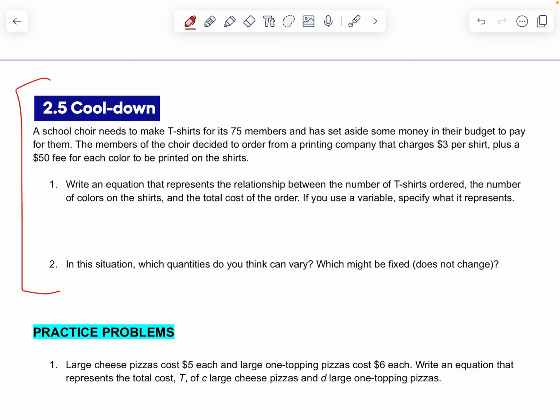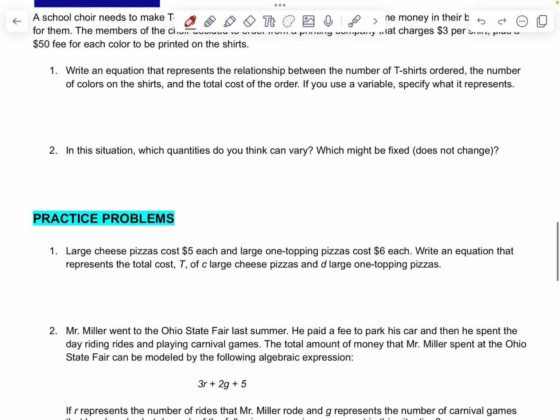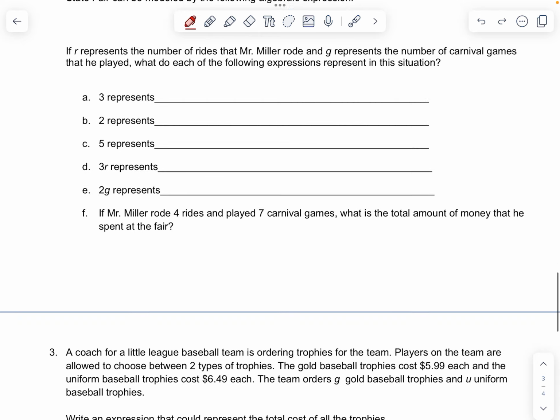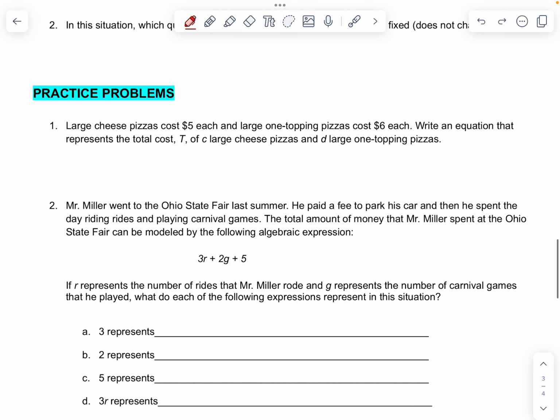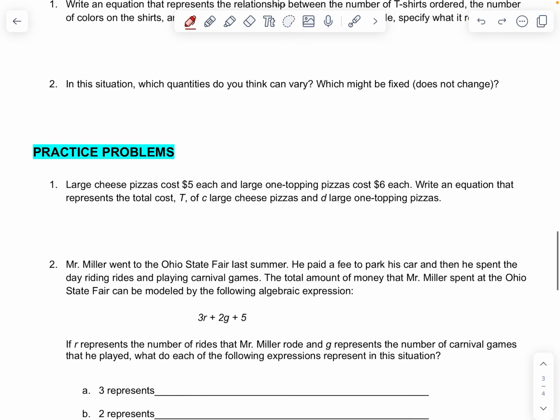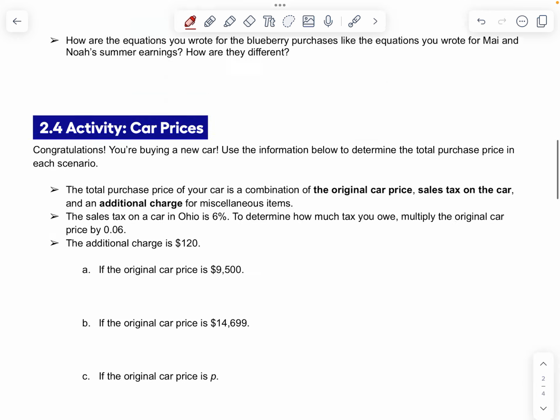I'll provide the answer key for it in our Canvas page. And then lastly, you'll finish up the practice problems here, 1 through 4, submit those back into Canvas. I'll check them off and mark them as correct or wrong. And then I'll talk about them on Tuesday when I return. So let's go ahead and get started.